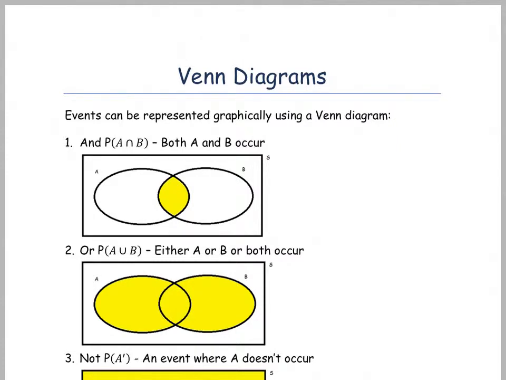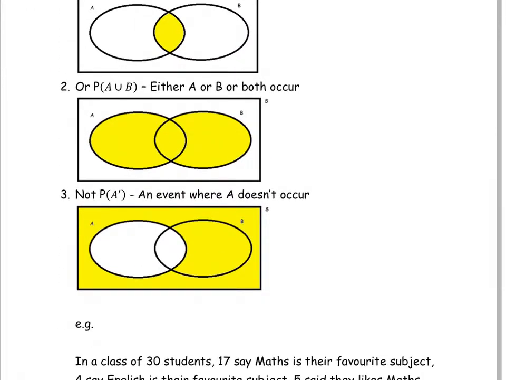And this is represented by the symbol highlighted here, where both A and B occur together. The second type is an OR probability, where A could happen, B could happen, or we could be looking at the situation where A and B happen. And that's represented by this symbol here. And the third type of thing we might be able to represent on a Venn diagram is not A. So this is the probability of the event A not happening, and this is represented by this little symbol.